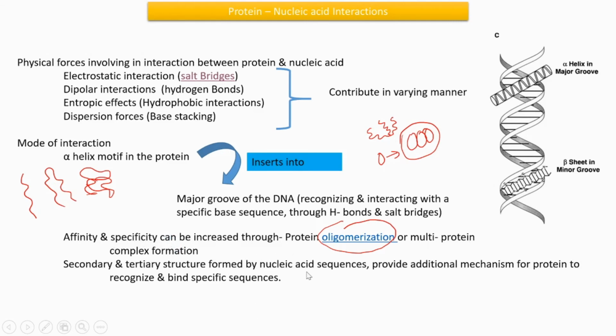And also at the same time, the nucleic acid's secondary and tertiary structure gives an additional mechanism for the protein to recognize that nucleic acid and bind its specific sequence. For binding the specific sequence of the nucleic acid, its secondary and tertiary structure also provide an additional mechanism for these proteins. Okay.